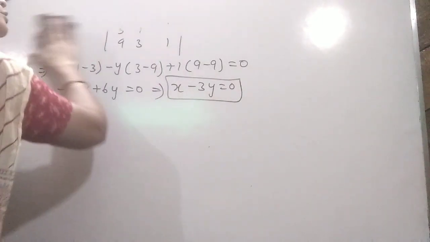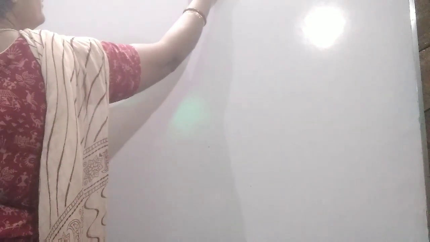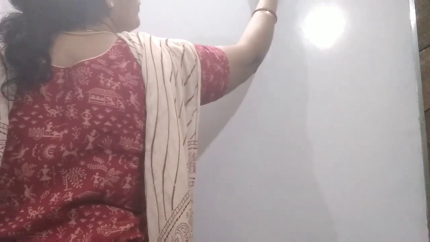Yes. Now next write: minor, cofactor, adjoint and inverse of a matrix. Inverse we already find using elementary operations. Now, without elementary operations, how do we find the inverse of a given matrix? Minor, cofactor, adjoint, inverse of a matrix.